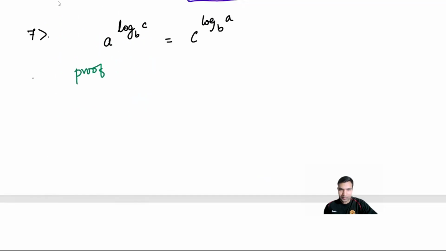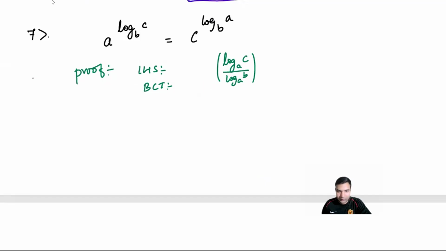And the proof goes like this. Let's see the LHS part. Now, I'm applying the base change theorem on the power itself. So I have a, and using the base change theorem, BCT for short, I can write log c to the base b with a common base a. So that will become log c to the base a over log b to the base a. This is a raised to this power. I hope you are getting it. Let me put it once more correctly. Something sort of this. Okay, so this is what we have.